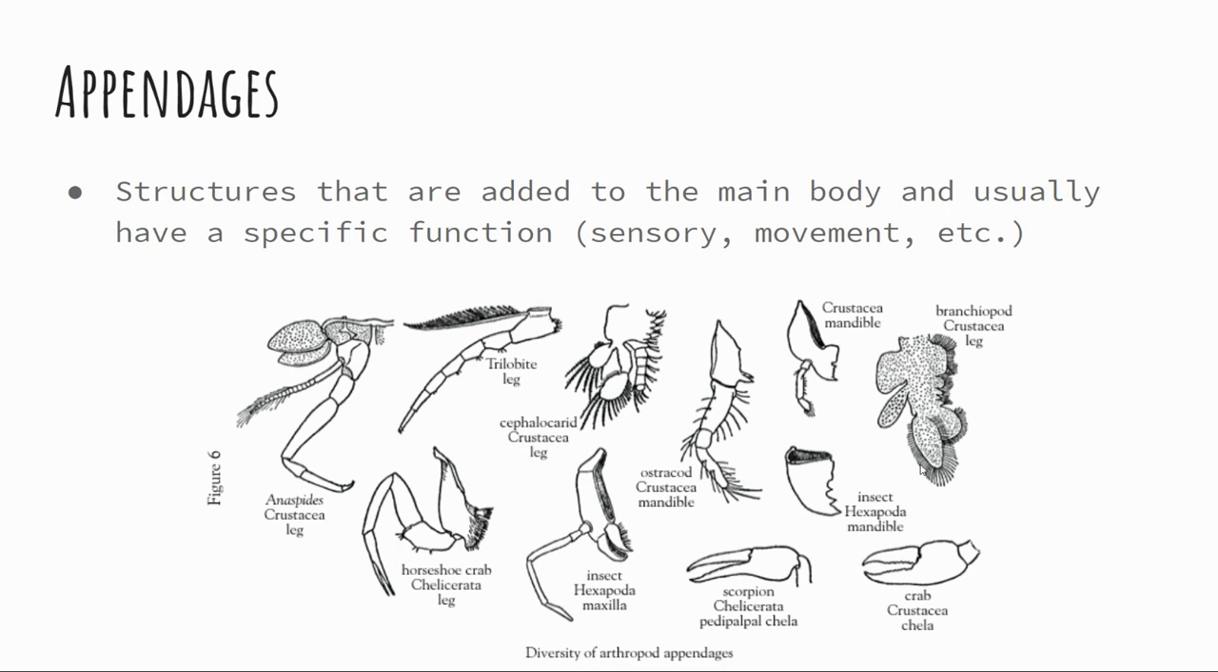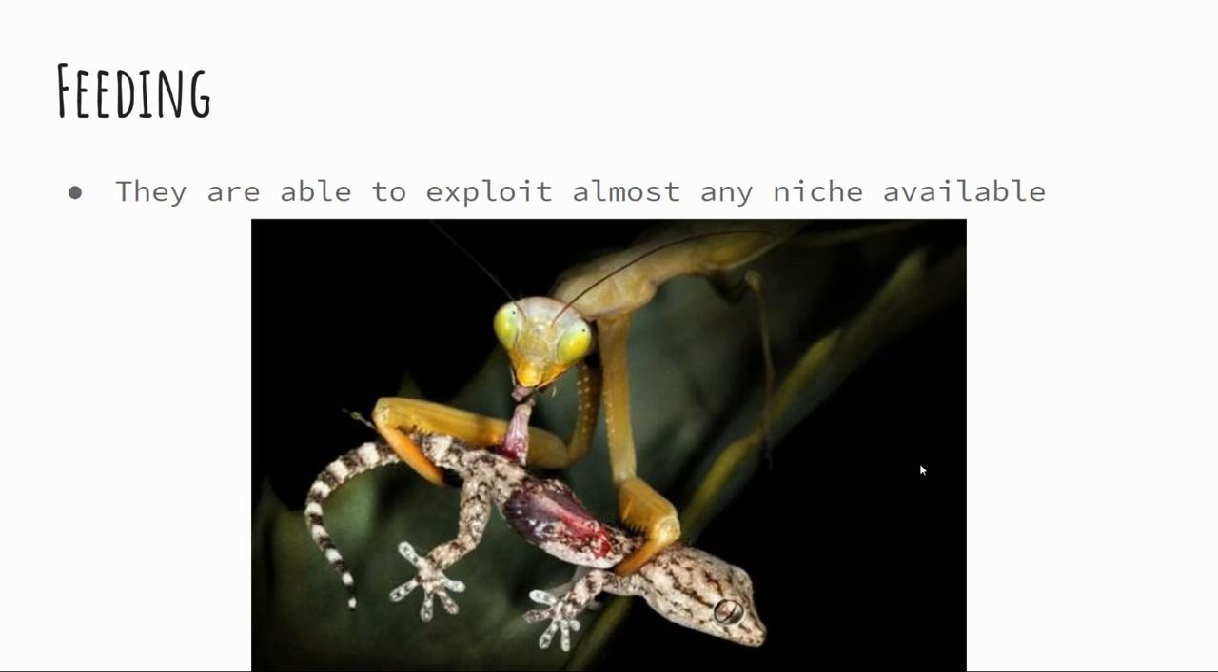So appendages are structures that are added to the main body and usually have a specific function. Most of the time, these functions involve sensory, movement, or sometimes aiding in feeding, but these appendages have a specific job, a specific role. So arthropods are able to exploit almost any niche available. What that means is they adapt to whatever food source is there, and a lot of times they're not picky, so to speak. They'll eat anything that they can to survive.